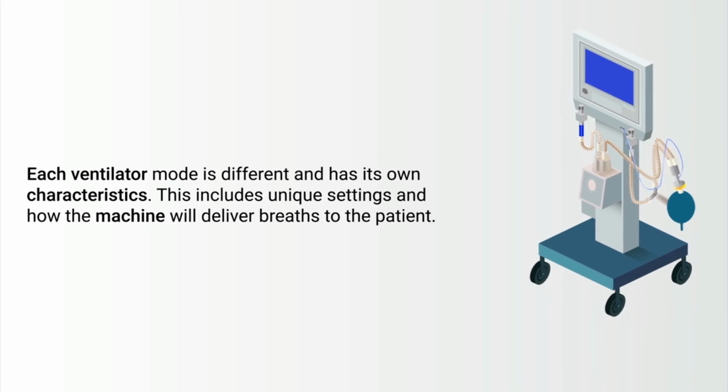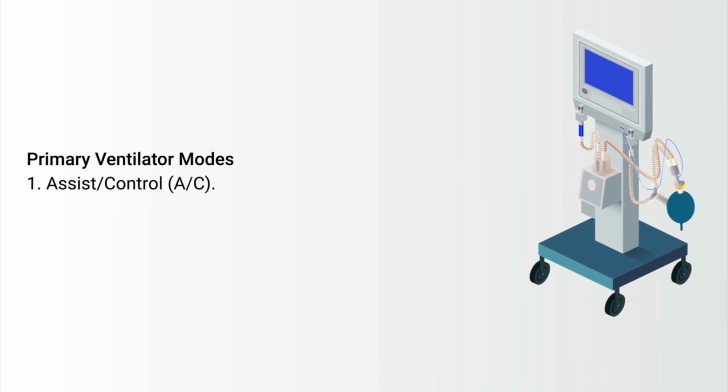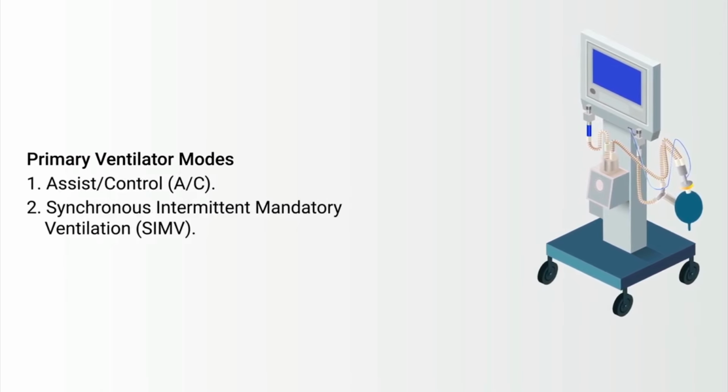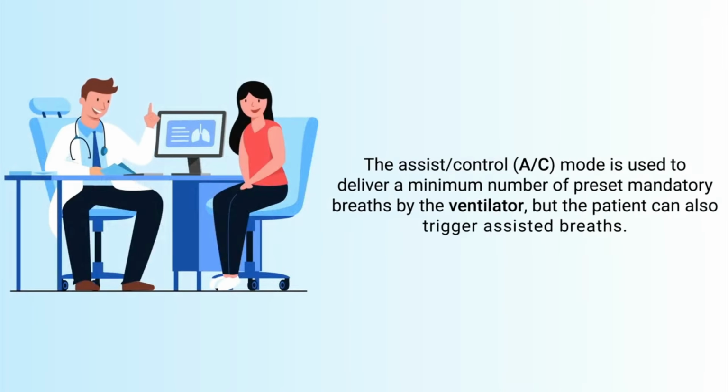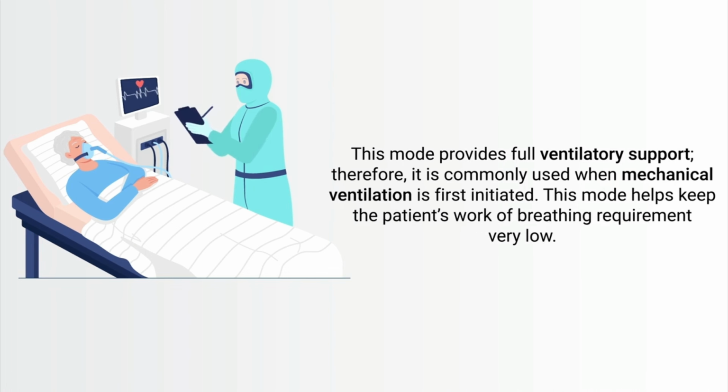But for this video, I still want to cover the two primary ventilator modes, as they are assist control and SIMV, or synchronous intermittent mandatory ventilation. The assist control mode is used to deliver a minimum number of preset mandatory breaths by the ventilator, but the patient can also trigger assisted breaths. Therefore, the patient can make an effort to breathe, and the machine will use positive pressure to assist in delivering a breath. This mode provides full ventilatory support. Therefore, it is commonly used when mechanical ventilation is first initiated. This mode helps keep the patient's work of breathing requirement very low.